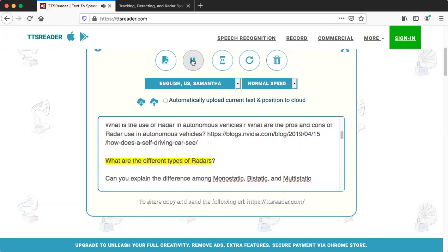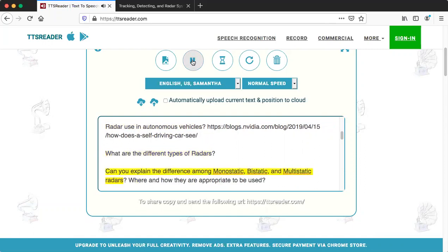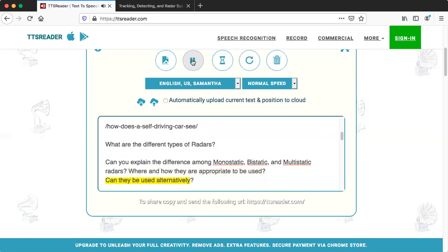What are the different types of radars? Can you explain the difference among monostatic, bistatic, and multistatic radars? Where and how they are appropriate to be used? Can they be used alternatively?